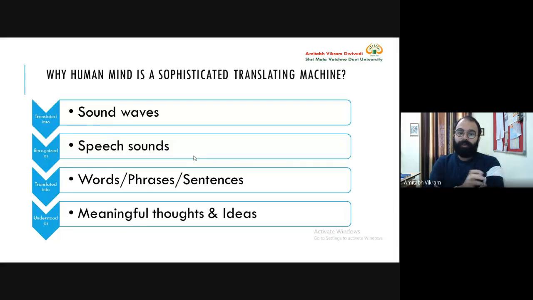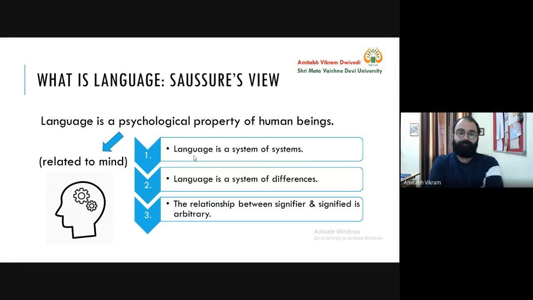We have seen that the human brain is a sophisticated translating machine, and when we use this metaphor, we know that we speak in sound waves, and those sound waves are recognized as speech sounds, and those speech sounds are translated into words, phrases, or sentences, and those words, phrases, and sentences are understood as some meaningful thoughts and ideas. So this entire process, starting from sound waves and reaching meaningful thoughts and ideas, is done by our brain. And that's why we say that the human mind is a sophisticated translating machine.